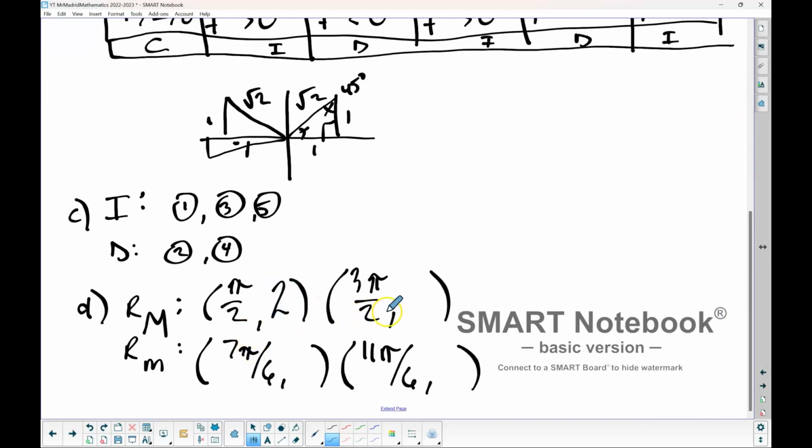I'll fill in the rest, and you can pause the video and work them out here. So 3 pi halves would have been 0, negative 1/4, and the other one I got here was also negative 1/4.